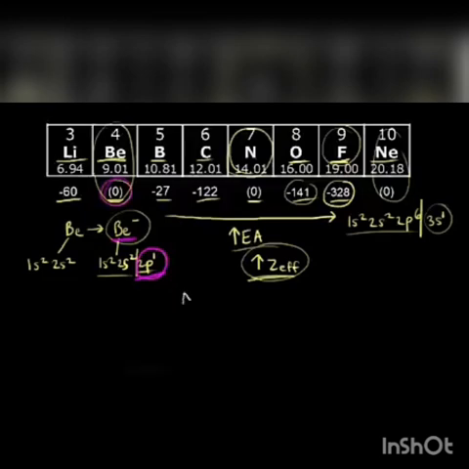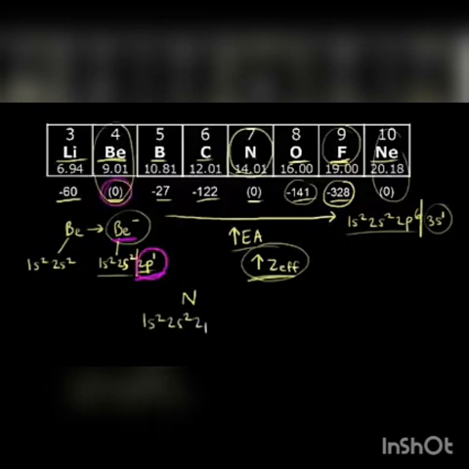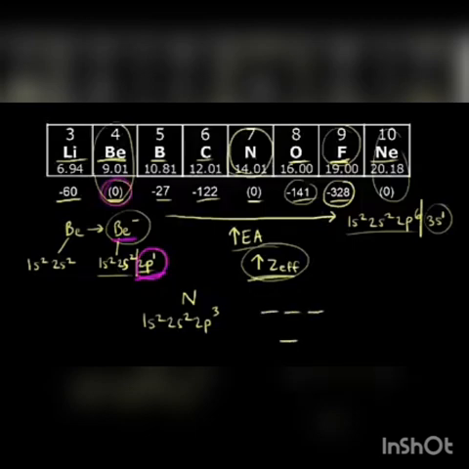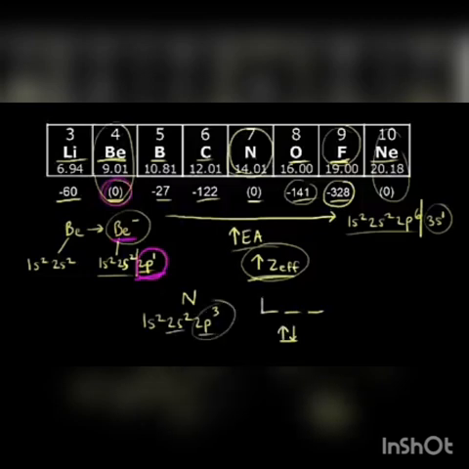So for nitrogen, the electron configuration is 1s2, 2s2, and then 2p3. So if we draw out our orbitals, let's just say this is the 2s orbital, and then these are the three 2p orbitals. So we'll just do these electrons here. Two electrons in the 2s orbital, and then we have three electrons in the p orbitals. So let's draw those in there.